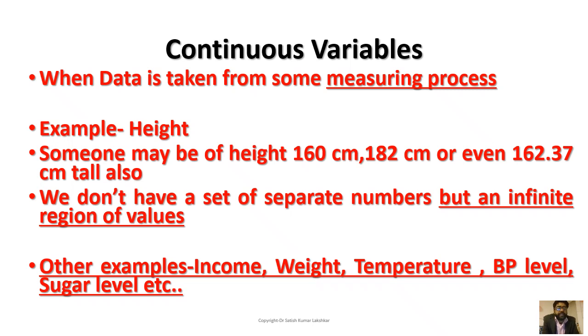The change in the height may not be proportional, but it will keep on increasing. So again this variable is changing. Now we don't have a set of separate numbers, but an infinite range of values. We can't specifically predict or mention the value, but it will keep on changing over a period of time. Other examples are income, weight, temperature, blood pressure, even sugar level. These are examples of continuous variables. They keep on changing over a period of time, so this involves a continuous process.